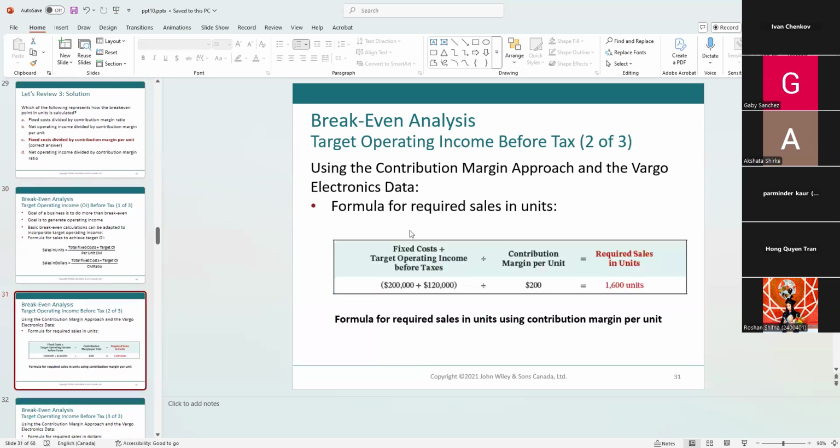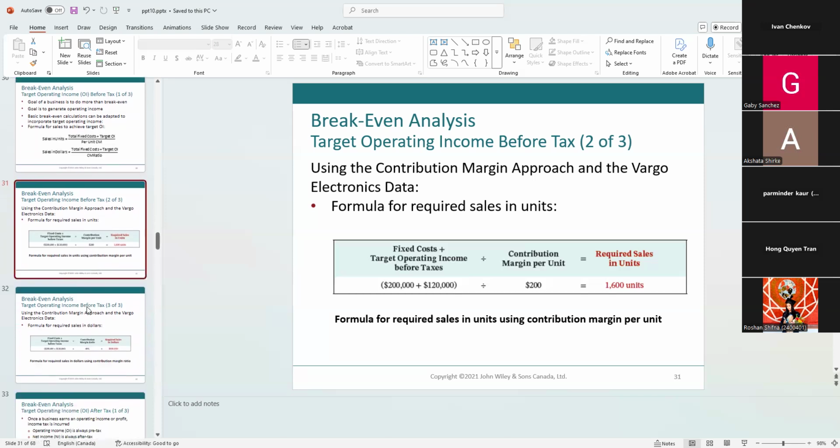So let's see how this is going to work. Let's pretend this company wants to generate $120,000 and their contribution margin per unit is $200. How many units do they need to sell? Well, get the fixed cost 200 plus 120, that's 320, divided by 200, it's going to give you 1,600 units. That is if you want it by number of units.